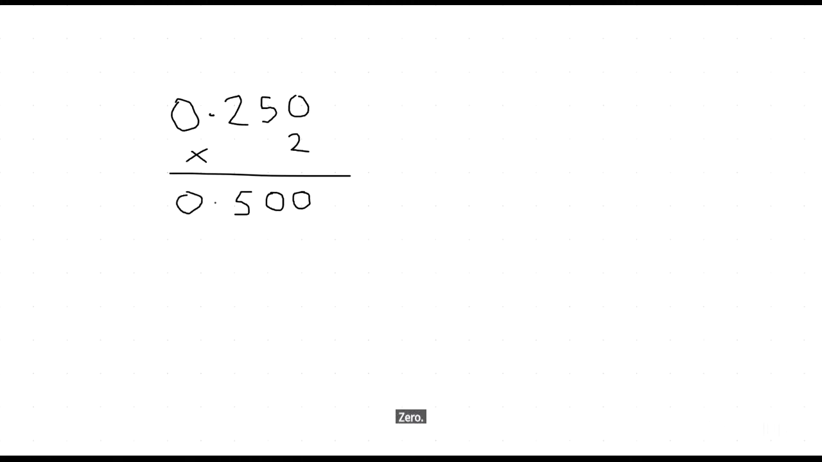All right, we'll move on. So let me use red to mark this. We multiply again by 2. Sorry, should be black. Multiply again by 2. 2 times 0, 0.